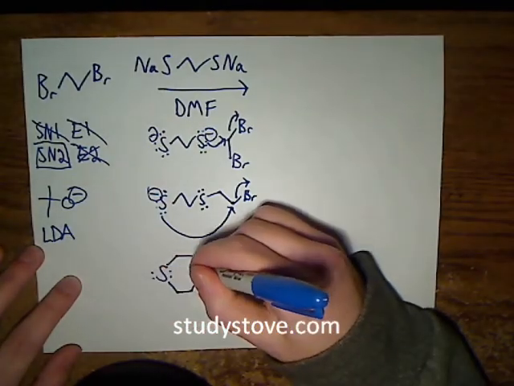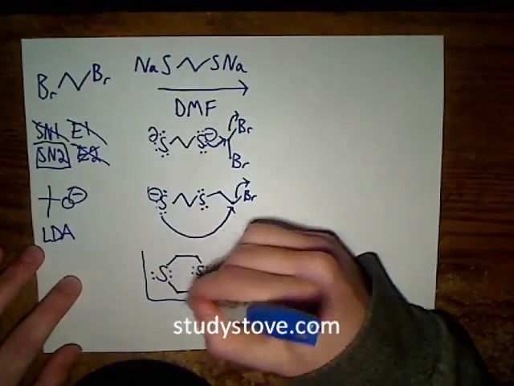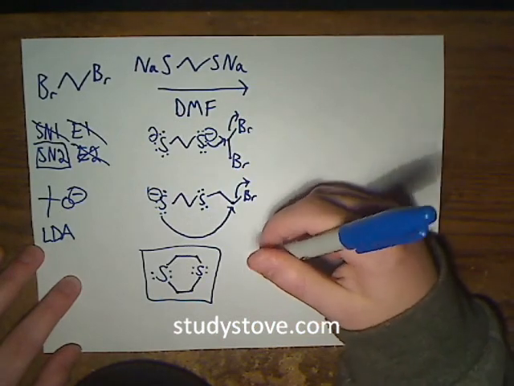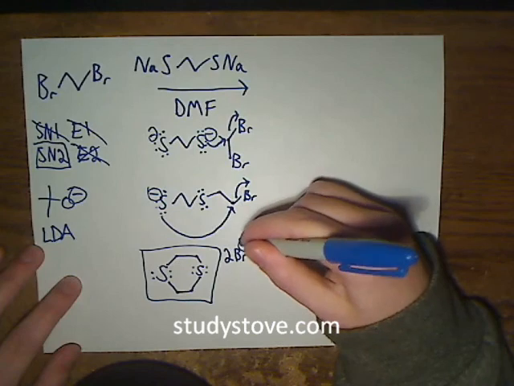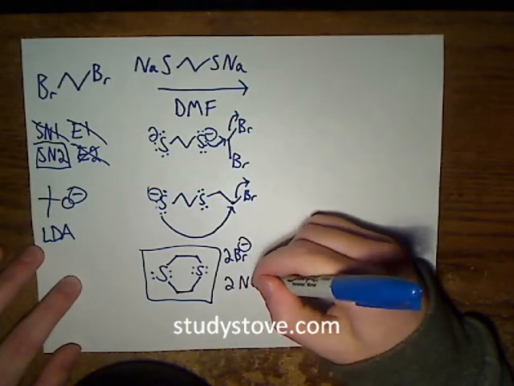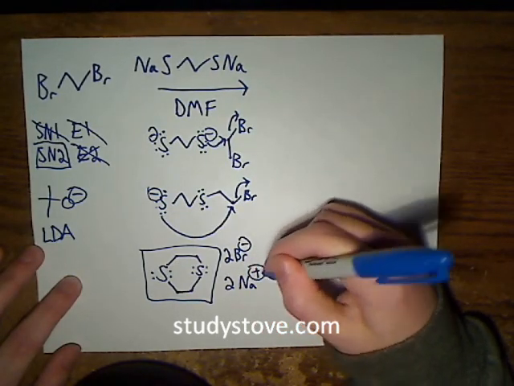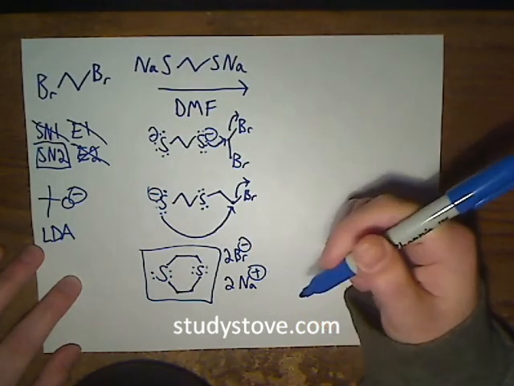So I'll draw some lone pairs for you. So this would be the major organic product. And I guess I'll also draw the anion. And we also have the 2 sodium ions from the dissociation step. And that would be the answer for this problem.